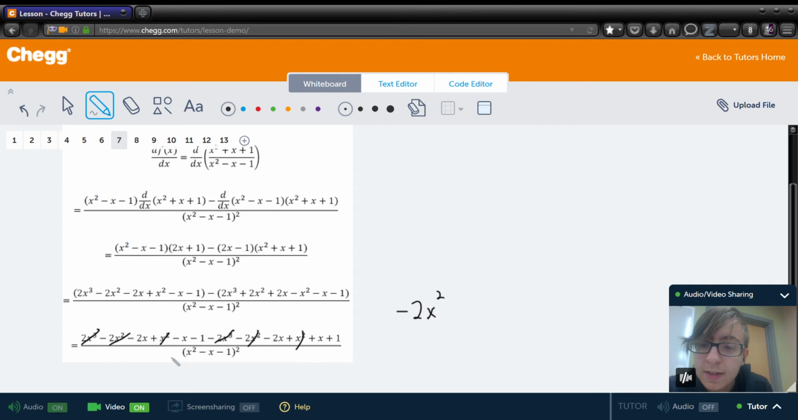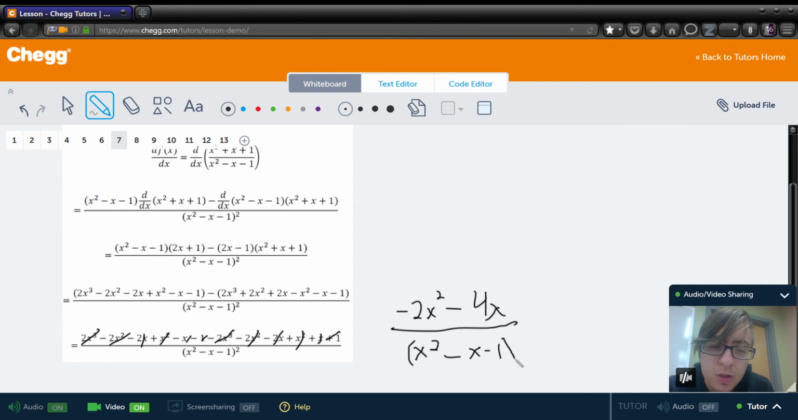Now we have our x's. So we have negative 2x minus x is negative 3. Minus 2x is negative 5. Plus x will give us negative 4. Now, all that we're left with is our constants. So here we have a negative 1 and a positive 1, so they completely cancel out. So now we'll have negative 2x squared minus 4x over x squared minus x minus 1.